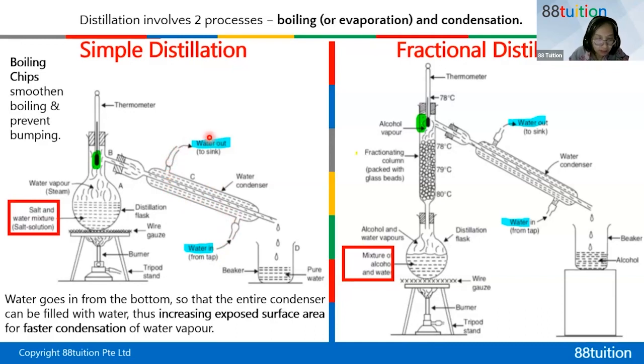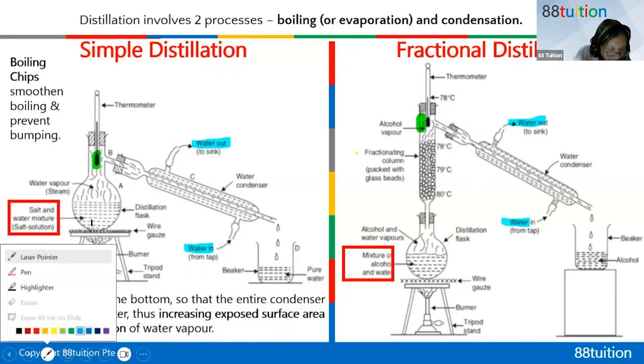Water must go in from the bottom of the condenser so that the entire condenser can be filled with water, so that you have increased ESA. Remember ESA, exposed surface area, so that the water vapor can condense faster. So water in from the bottom. This is how you answer if I ask you: why must the water go in from the bottom, and not from here? Inside, I can draw some boiling chips. Let me draw some boiling chips.